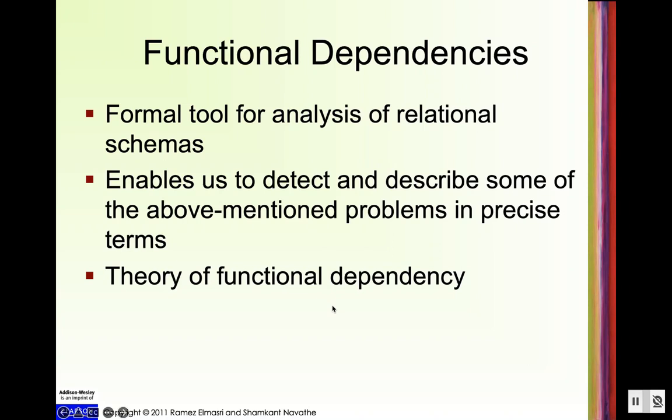In this segment we are going to talk about functional dependency. In the last segment we talked about informal guidelines about database design. In this segment we are going to talk about formal tools and formal guidelines for analysis of relational schema. Functional dependency will enable us to detect and describe some of the above mentioned problems in precise terms, or in a formal way. So we'll talk about the theory of functional dependency first.